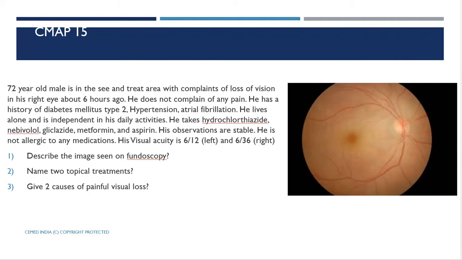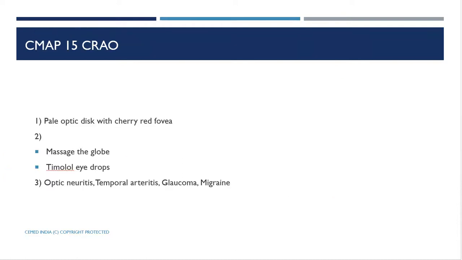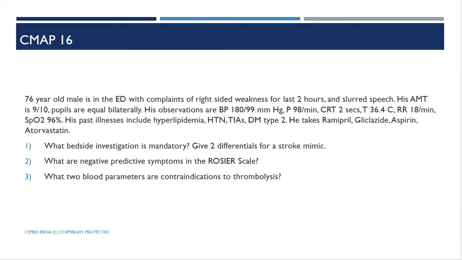Give 2 causes of painful visual loss. Acute angle closure glaucoma, not AACG, right? Acute angle closure glaucoma, temporal arteritis, optic neuritis, migraine. Again, 2 minutes.